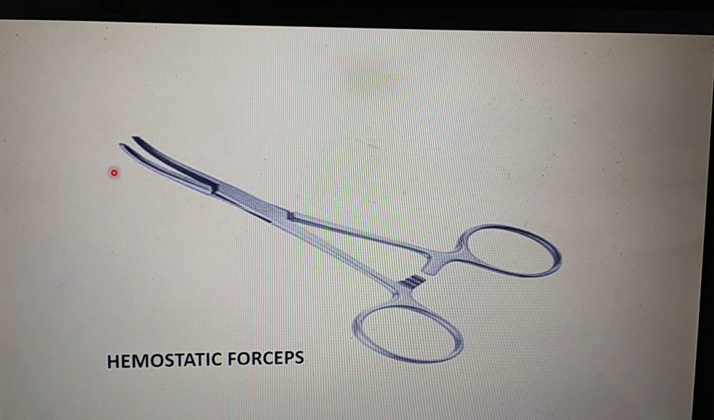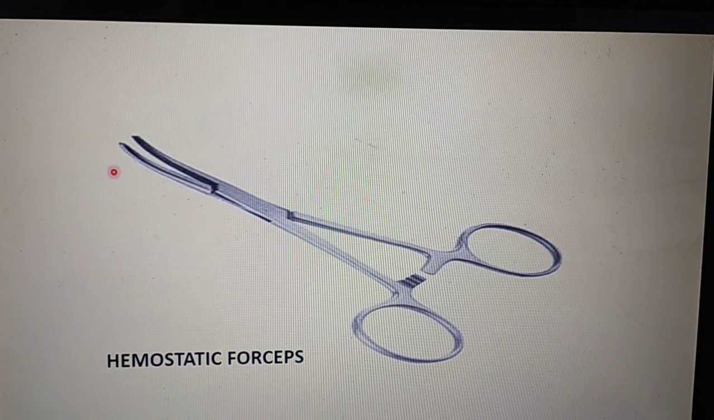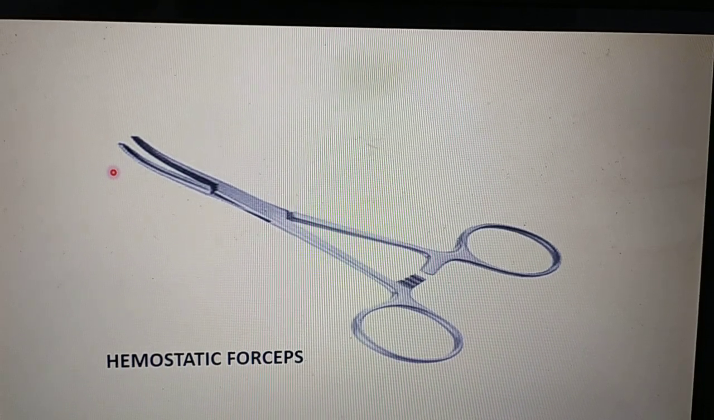Needle holder is relatively heavier, the blades are smaller, there is crisscross serration in the blade, and there may be a groove in the center of each blade in needle holder.